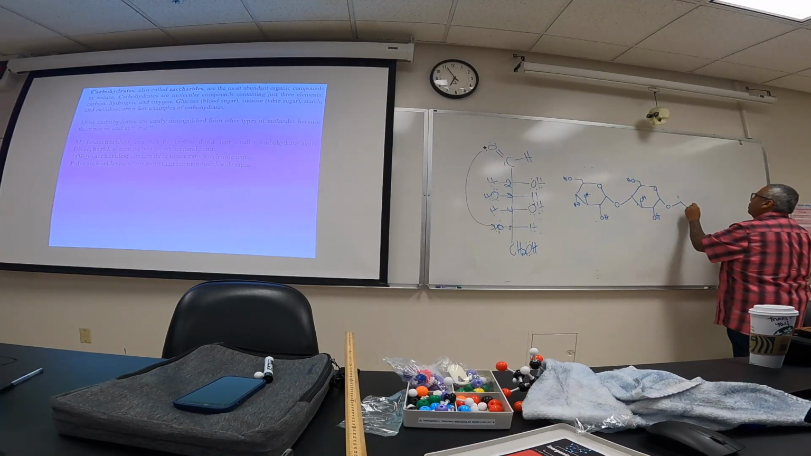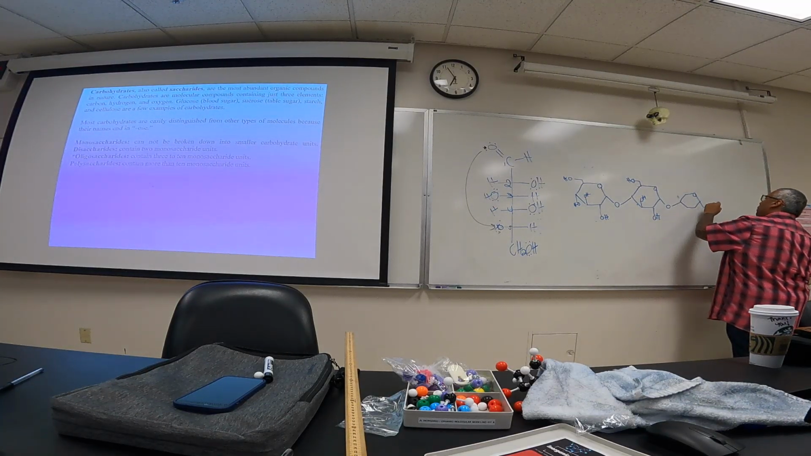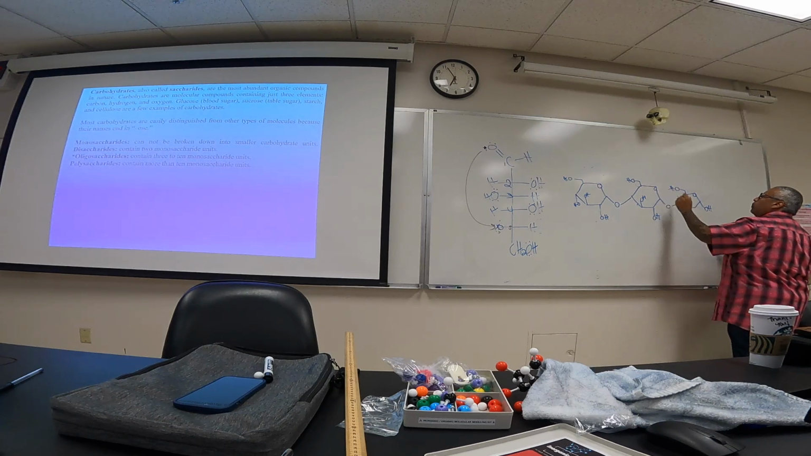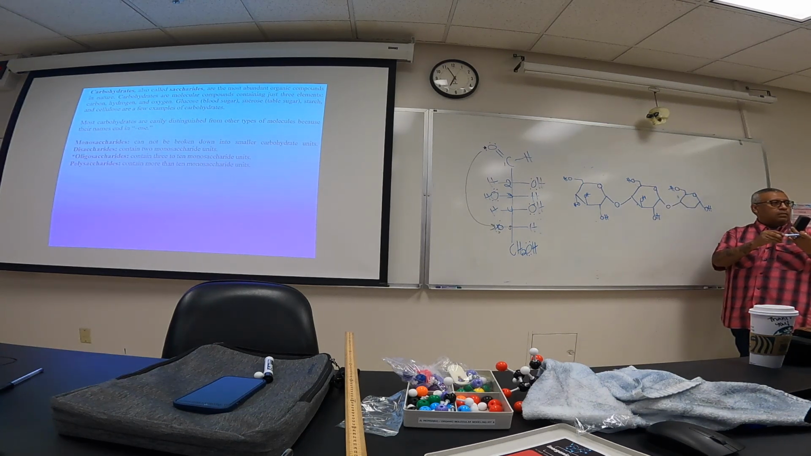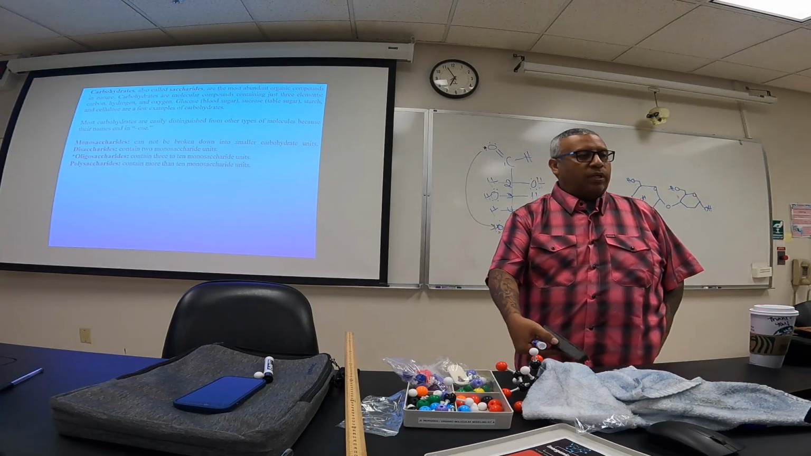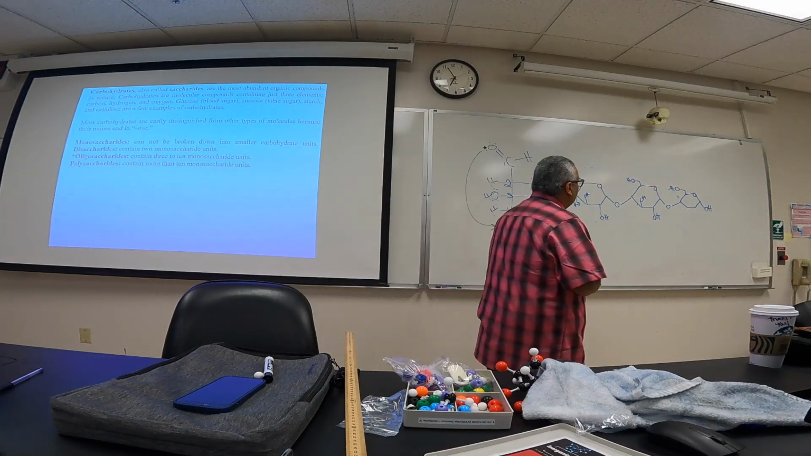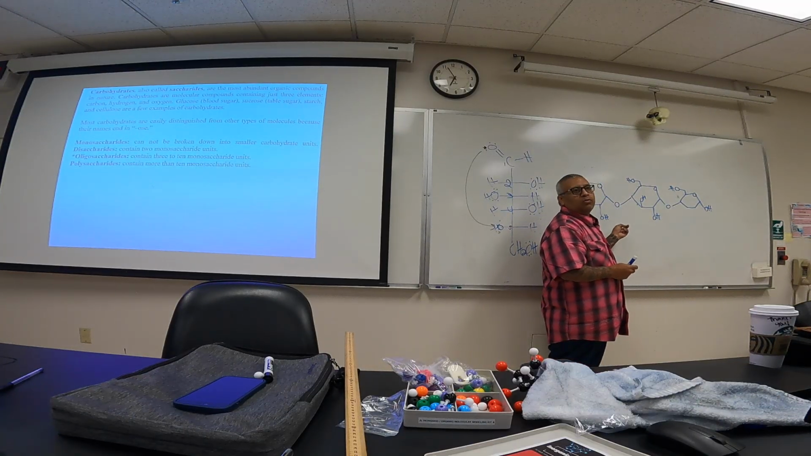Horrible shape. There we go. Now I've added a third one. This is not a trisaccharide. Okay? Mono, di, anything between 3 and 10 saccharide units is what we call an oligosaccharide.